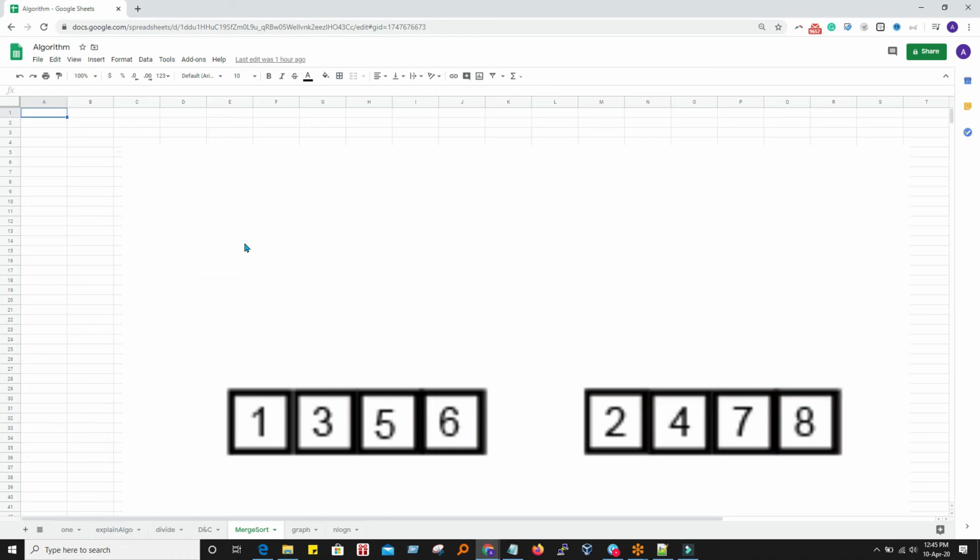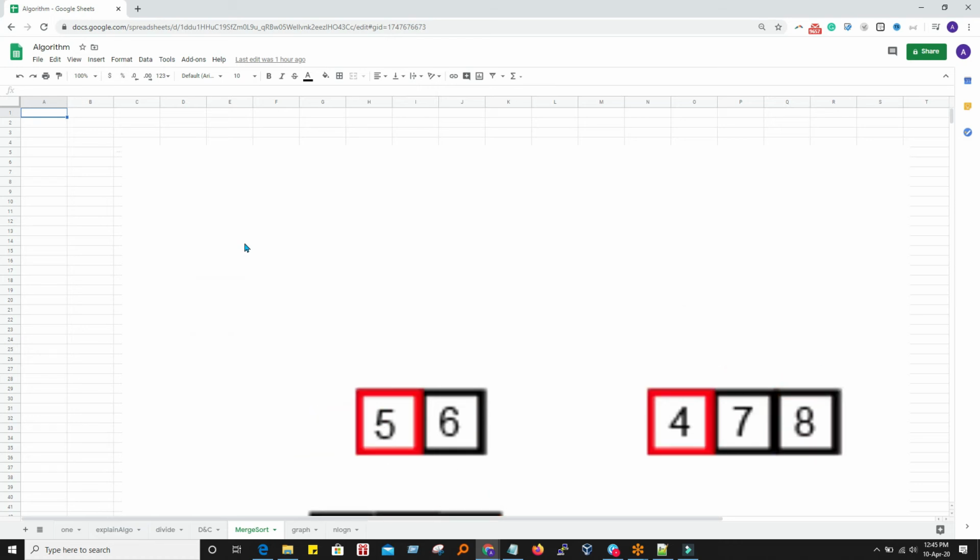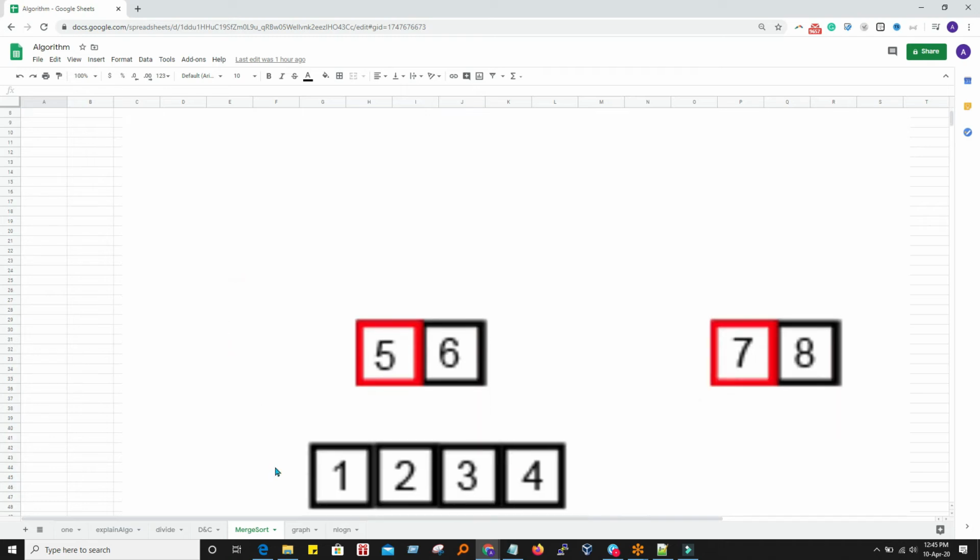This is about an algorithm for arranging numbers in ascending order, right? So this is called Mergesort. Let's take an example.